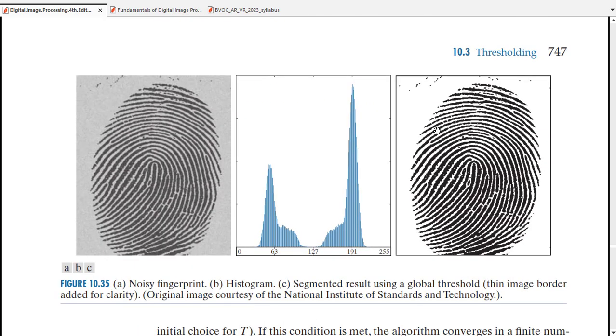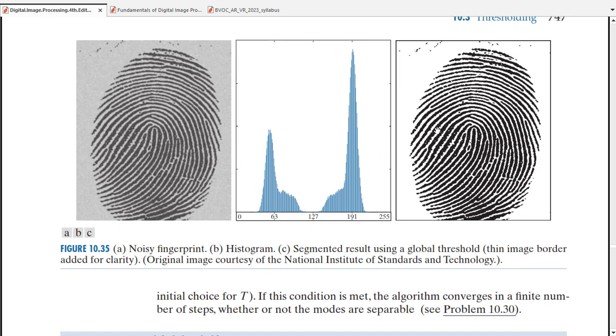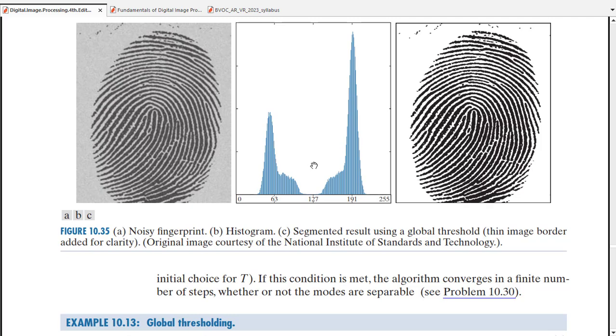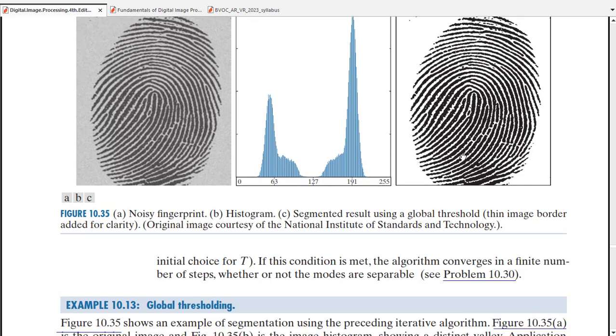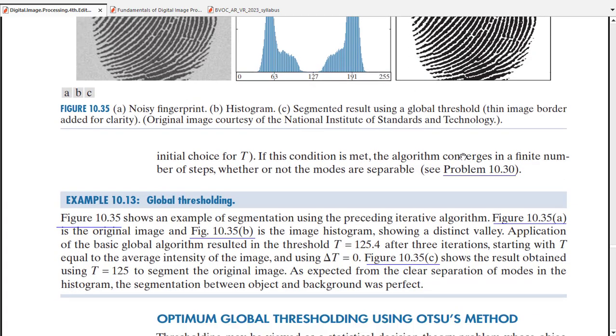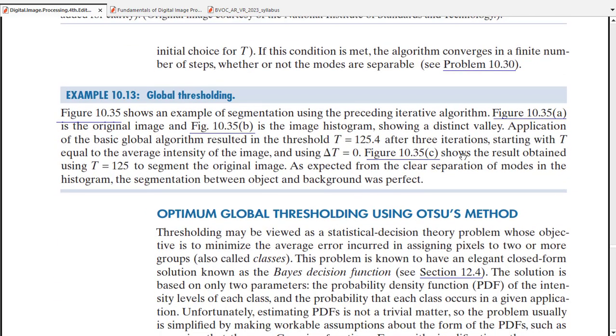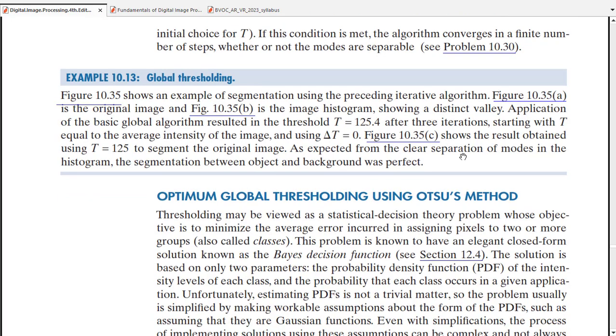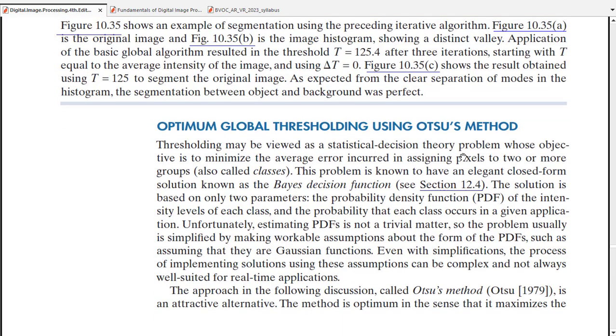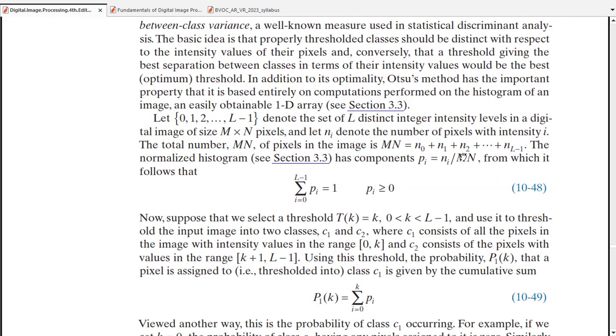Normally, consider a noisy fingerprint along with its histogram. The fingerprint is thresholded, improving the clarity of the image border. Global thresholding: one example is optimum global thresholding using Otsu's method. This is another case, multi-thresholding with Otsu's method.